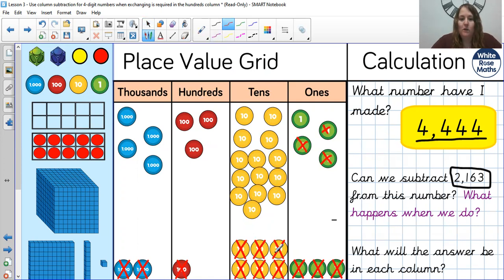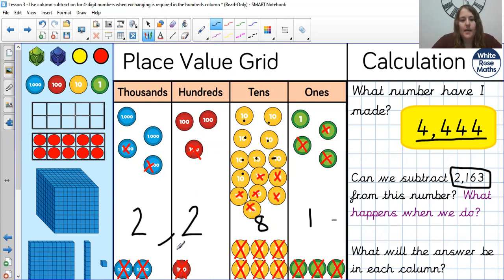So I now have to get rid of 6 of the tens. So 1, 2, 3, 4, 5, 6. I need to get rid of 1 of the hundreds and 2 of the thousands. And then I can work out my answer. So there's 1 left in the ones column there. 1, 2, 3, 4, 5, 6, 7, 8 left in my tens column. 2 left in my hundreds, oh, big 2, and 2 left in the thousands. So we can see there the answer is 2,281.